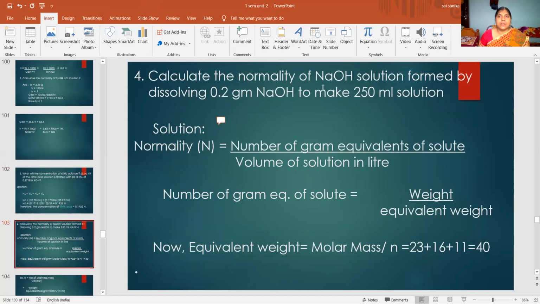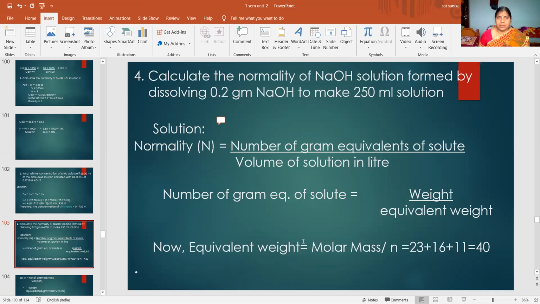Calculate the normality of NaOH solution formed by dissolving 0.2 grams of NaOH to make 250 ml solution. So what is he asking? He is asking the normality of the NaOH solution. So how is this NaOH solution formed? By dissolving 0.2 grams of NaOH in 250 ml of solution. Okay. So what is the formula here?